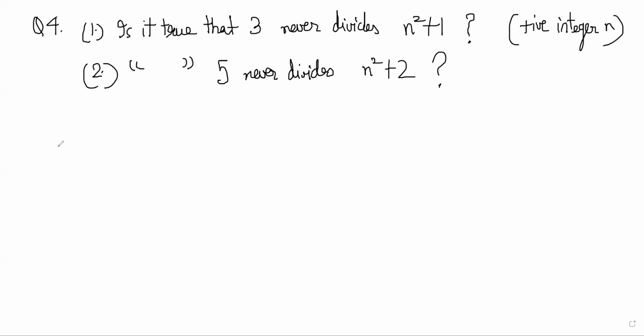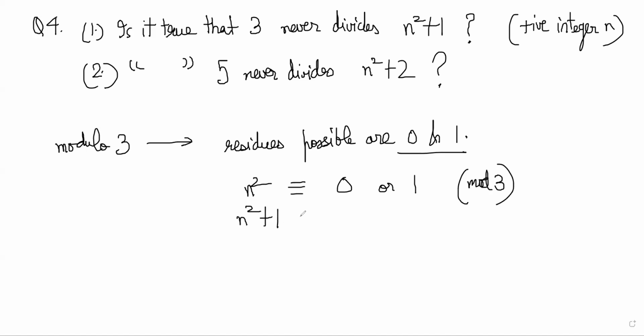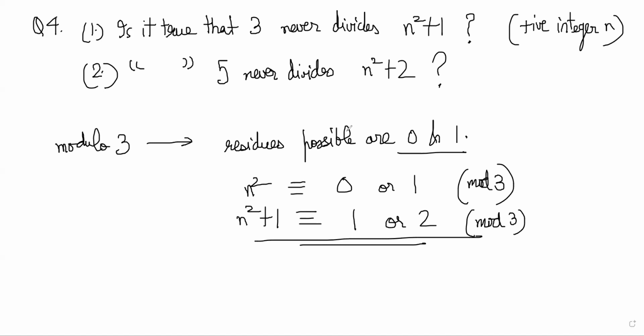Now, if you think about it, modulo 3, the only residues possible for n square are 0 and 1. So quadratic residues for n square can only be 0 or 1 mod 3, basically. So obviously then n square plus 1 can only be 1 or 2 mod 3. So therefore, it is true that 3 can never divide n square plus 1, because n square plus 1 is not 0 mod 3, right?